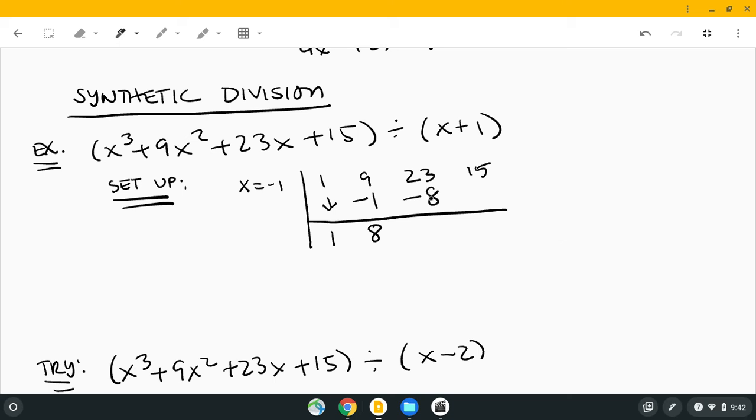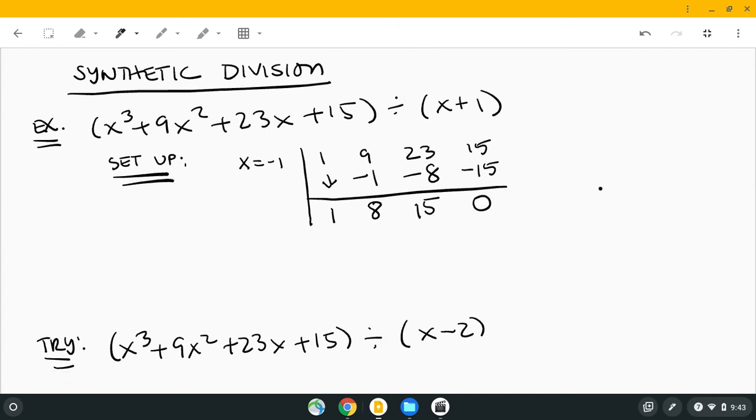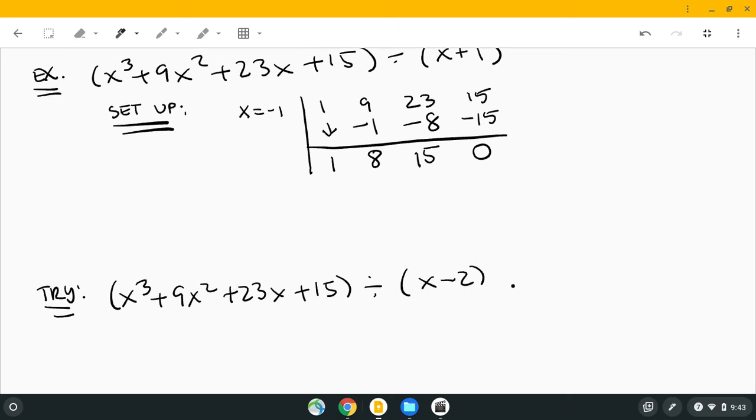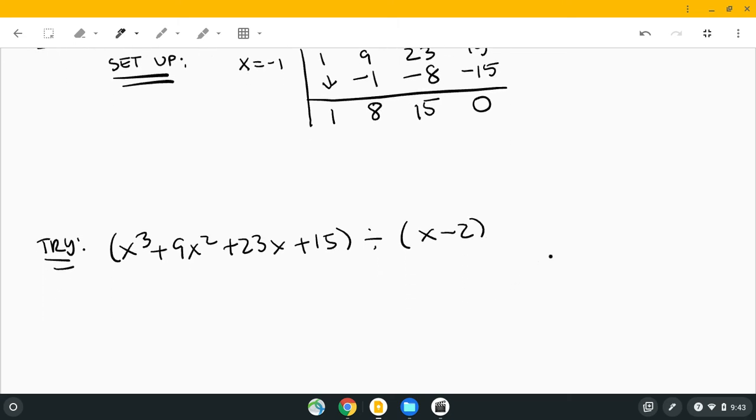Okay, 23 minus 8 is 15. Okay, and then 15 times -1 is -15, so I put -15 here. Add those. 15 minus 15 is 0. Okay, so that's how you do the synthetic division. Okay, so I want you to go ahead and see if you can try it with this one over here. Okay, so I'll help you set it up. Okay, and then I want to see if you guys can do it on your own.